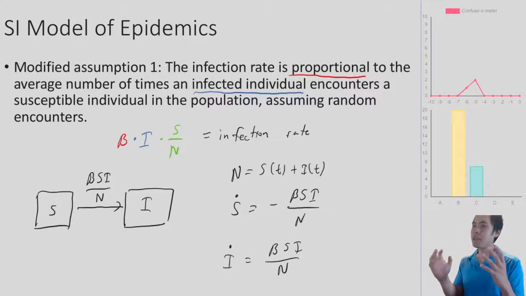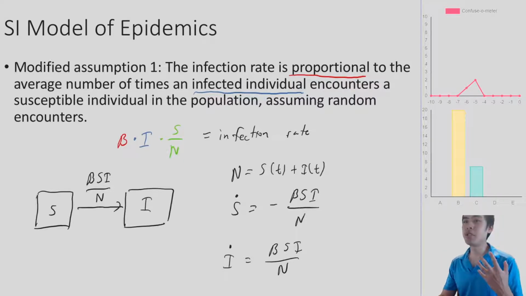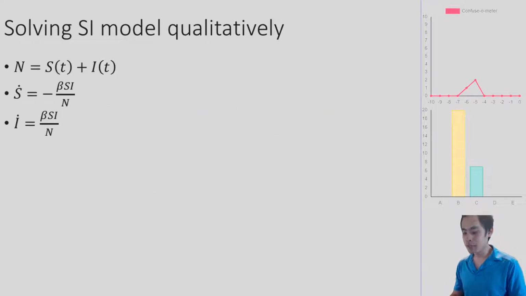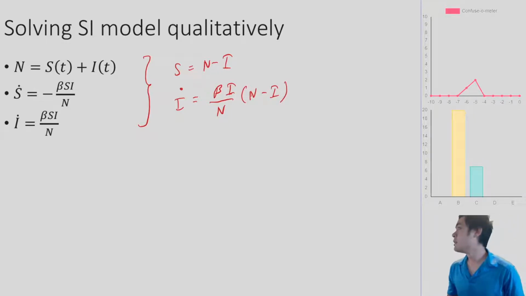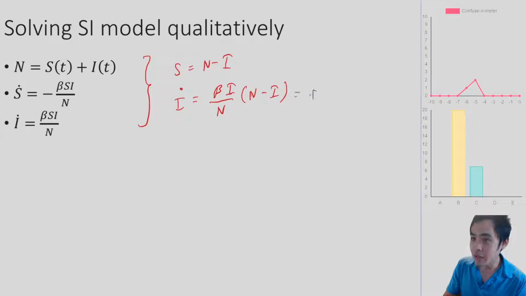So it's not obvious yet, but it turns out this assumption will actually allow us to prevent things from going past N. And we can see this qualitatively using a phase line argument. So I've just copied the equations over. And for our phase line argument, let's try to get the phase line. We have S is equal to N minus I, which means I dot is equal to beta I divided by N times N minus I. So we've rewritten it as a function of just one equation, so now we can solve it using phase line methods. And I'm going to go ahead and call this I dot equals f of I.